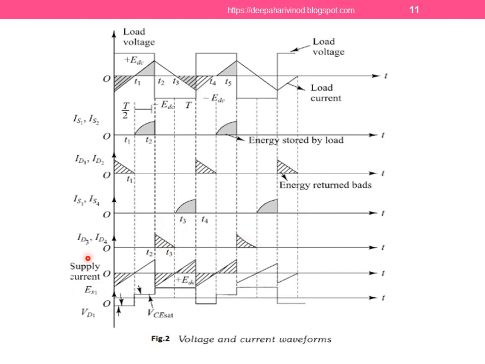Now the supply current. This is VC sat. It increases linearly, and once it reaches the peak voltage, then it reduces, again increases linearly, and it repeats. So this is the waveform for the single phase full bridge inverter circuit.